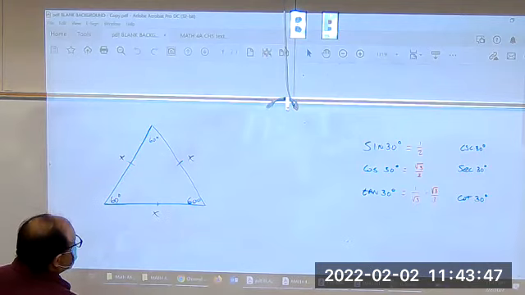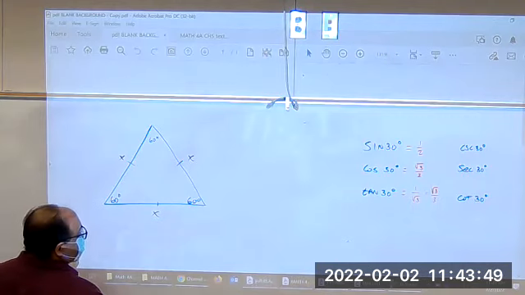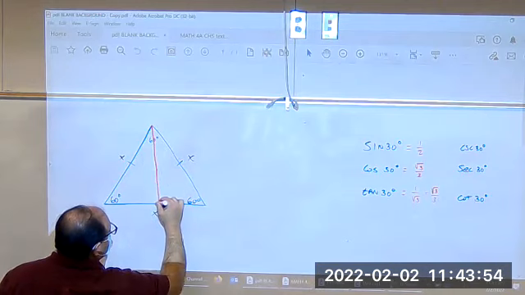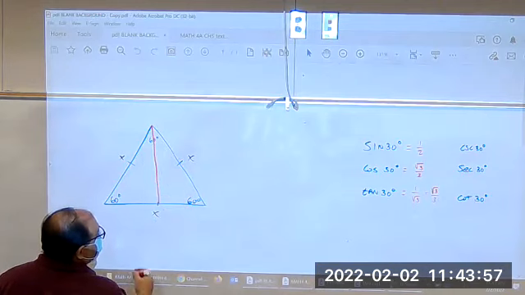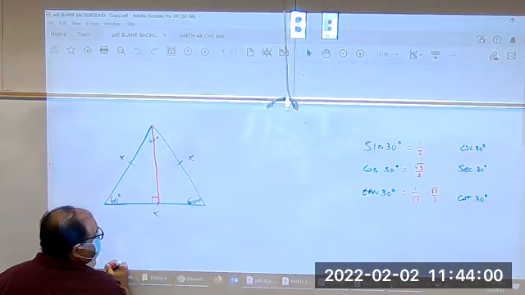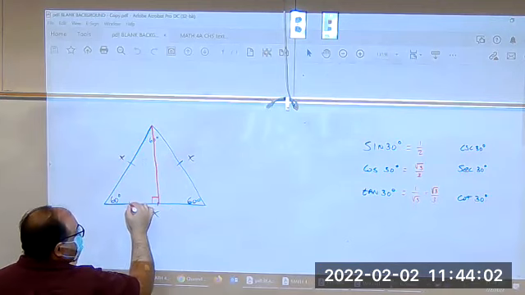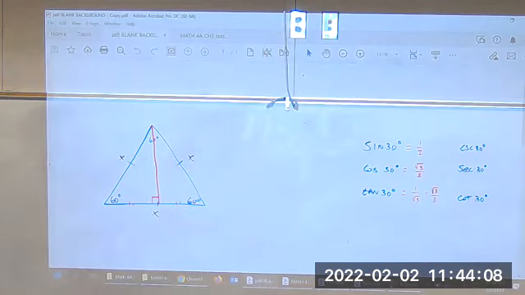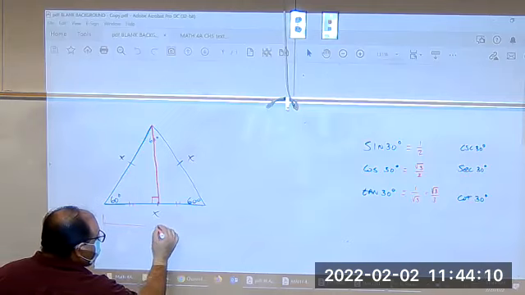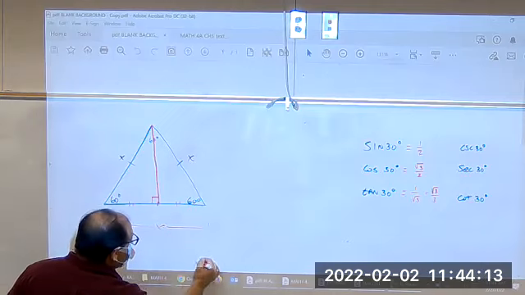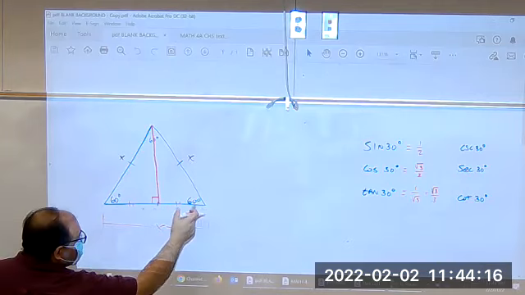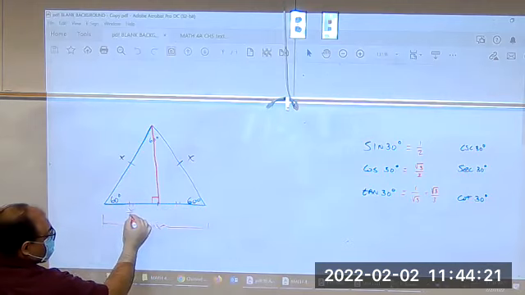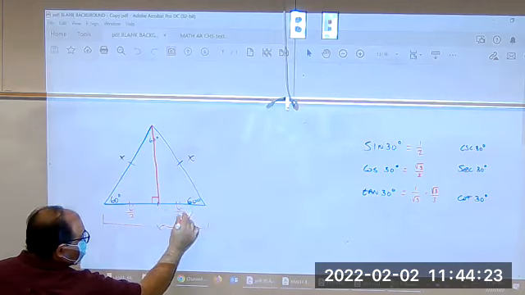The next thing that happens is we draw the perpendicular bisector from this vertex to the opposite side. A perpendicular bisector is perpendicular to the opposite side, and it bisects the opposite side into two equal pieces. If the whole thing was x, then how big is each piece? Half of it, x over 2. Those two pieces are now x over 2s.